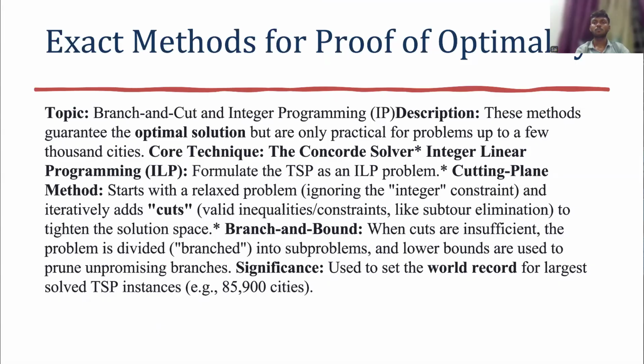Exact methods for proof of optimality. Topic is branch and cut and integer programming. Description: the methods guarantee the optimal solution but are only practical for problems up to a few thousand cities. Core technique: the Concorde solver, using integer linear programming, shortly called ILP. Formulate the TSP as an ILP problem.